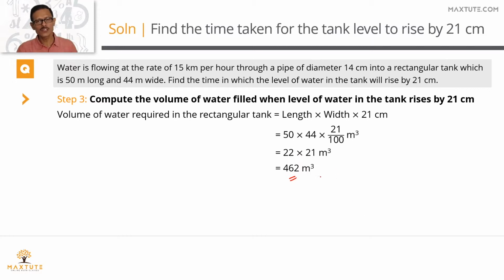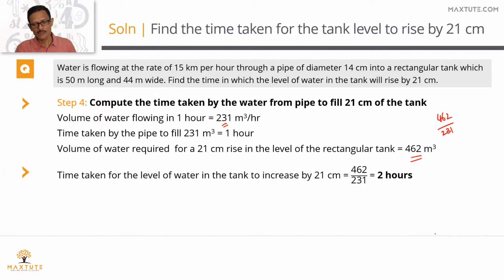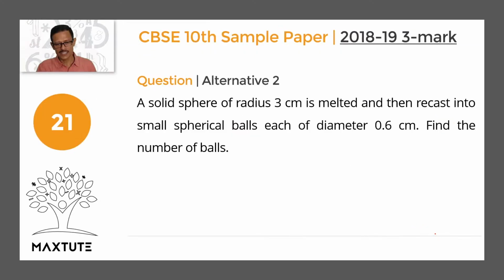Now, 462 meter cube of water has come into the tank through a pipe that fills at the rate of 231 meter cube per hour. How long is it going to take? That is what the question is, right? How much of water has gotten into the tank? 462 meter cube. At what rate is this pipe filling? It is filling 231 meter cube per hour. How many hours is it going to take to fill 462 at the rate of 231? It's going to take us 2 hours, right? This is done. Let's move on to the second alternative.